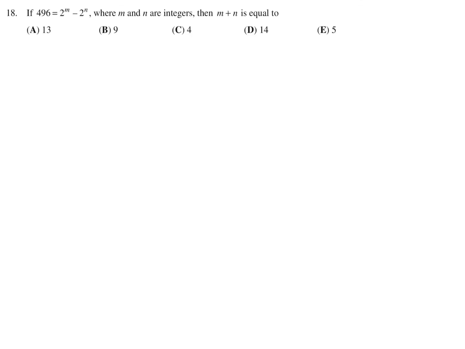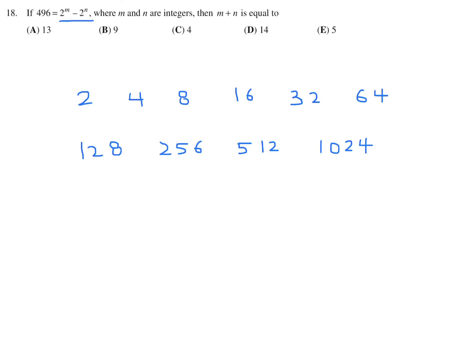If 496 is equal to 2 to the power of m minus 2 to the power of n, where m and n are integers, then m plus n is equal to. So the first thing I noticed is that you have two numbers that you're subtracting, and they're both powers of 2. So if I can list the powers of 2, then by inspection, I'll be able to figure this out. And I think for this question, that's probably the best way of doing it. So here we go. And I think once I get up to 1024, that's more than enough.